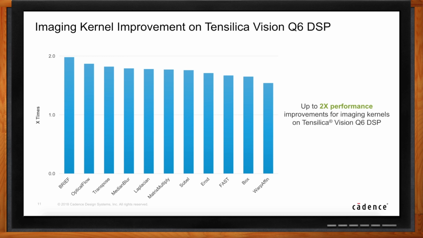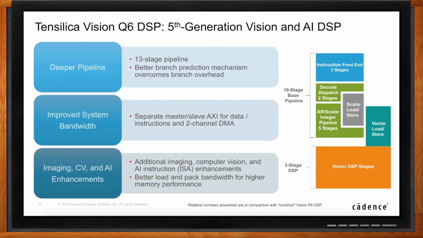And how does Q6 get all of this improved performance? There are 3 main areas that we focused on. The main thing we already talked about is the 13-stage deeper pipeline. The diagram here shows you how those 13 stages are achieved: the instruction fetch, decode, scalar pipeline, and a vector DSP. So here you are looking at a vector pipeline and a scalar pipeline. Another thing which is very important for a deeper pipeline is that you need to worry about your branches, because in any code you write, if there is a branch taken, the branch penalty increases for a deeper pipeline.